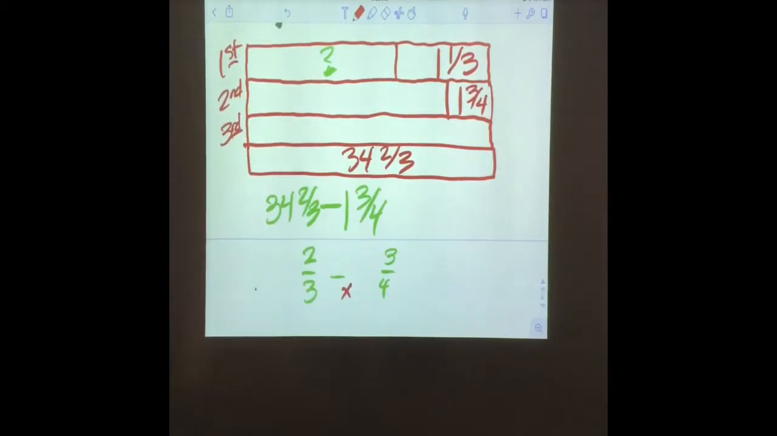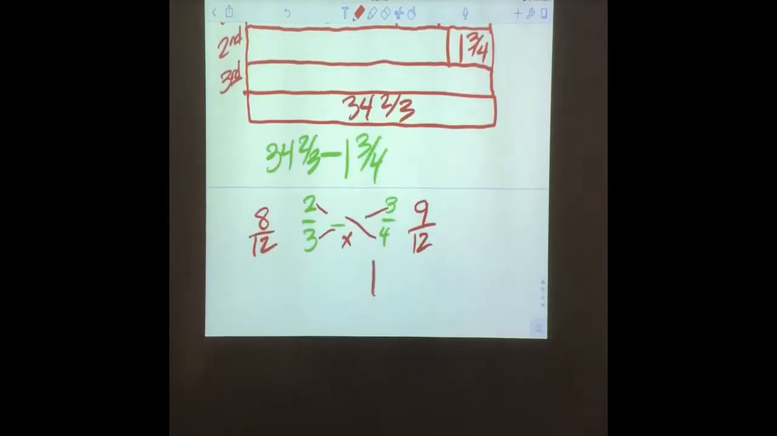If I multiply these two together, I'm going to end up with a 12 here and a 12 here. And 3 times 3 is 9. 4 times 2 is 8. So we'll rewrite our problem. We have 1 minute and 9/12, and we have 34 8/12. Wow, can we take 9/12 away from 8/12? I hope you said no, we can't.